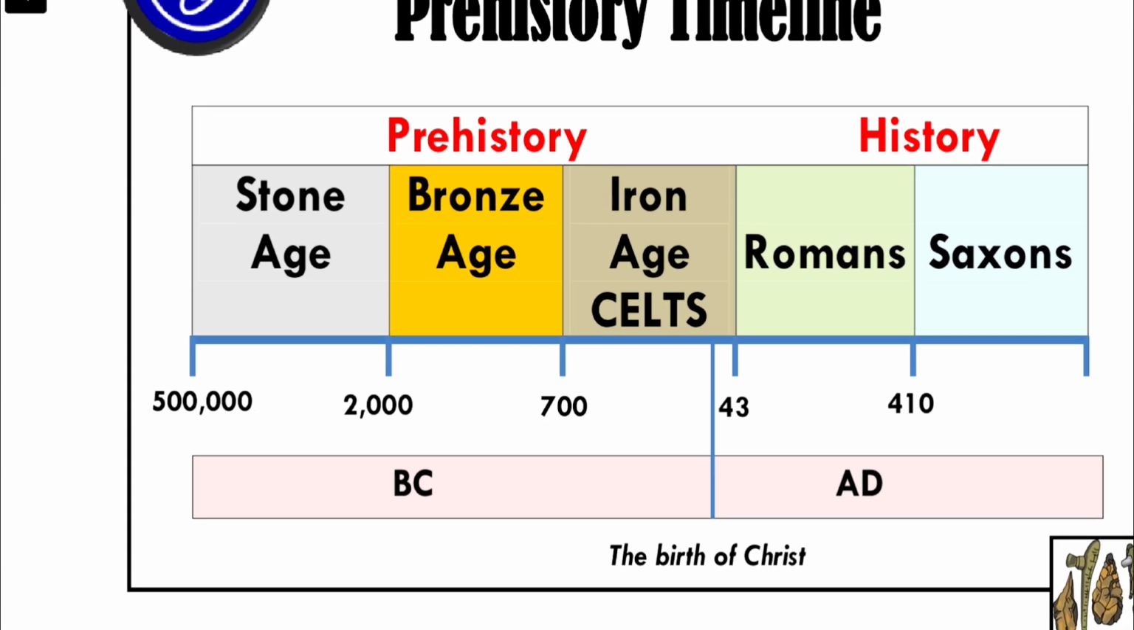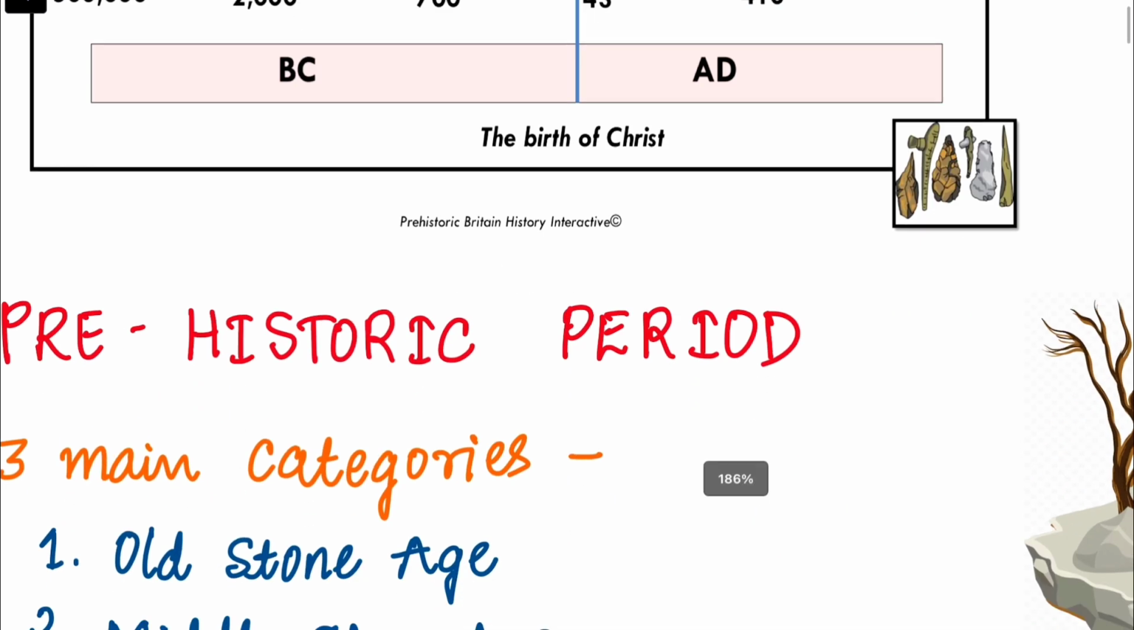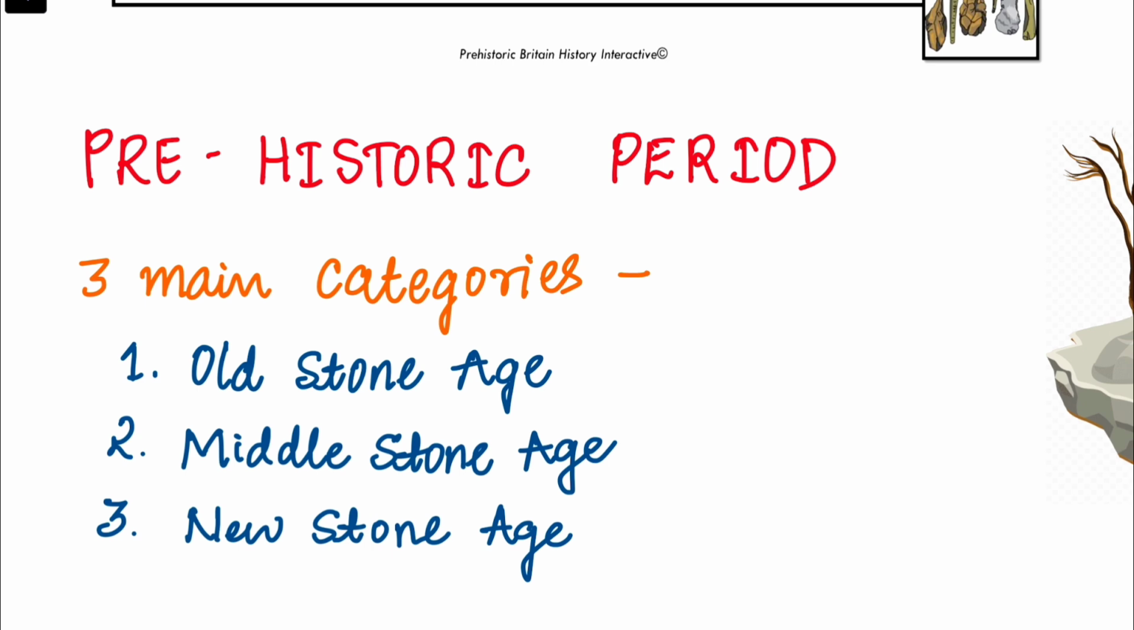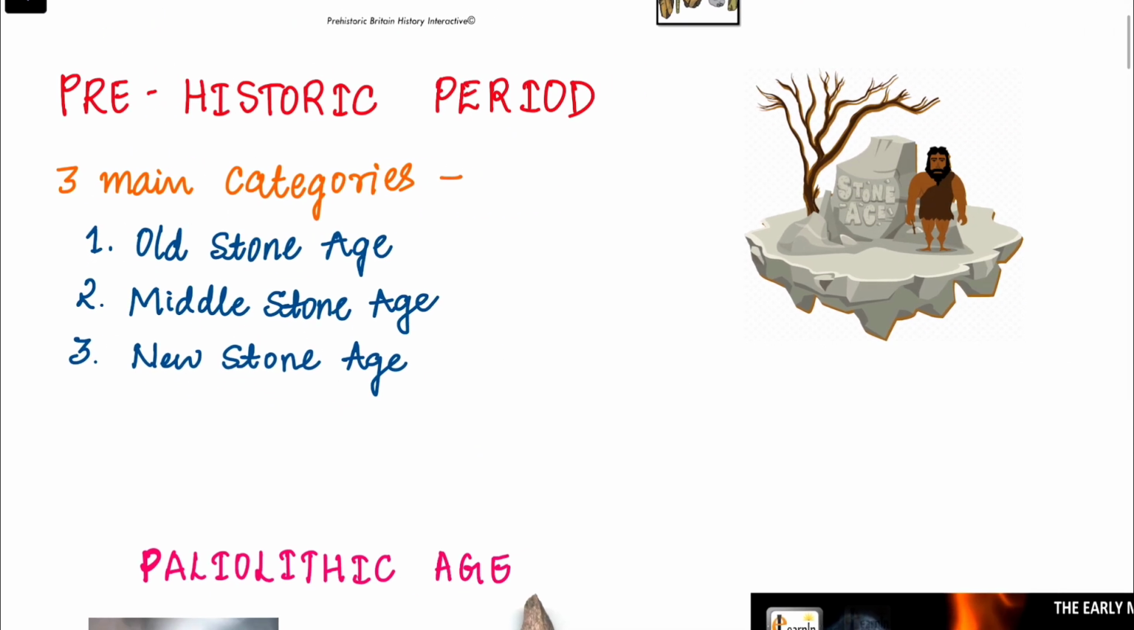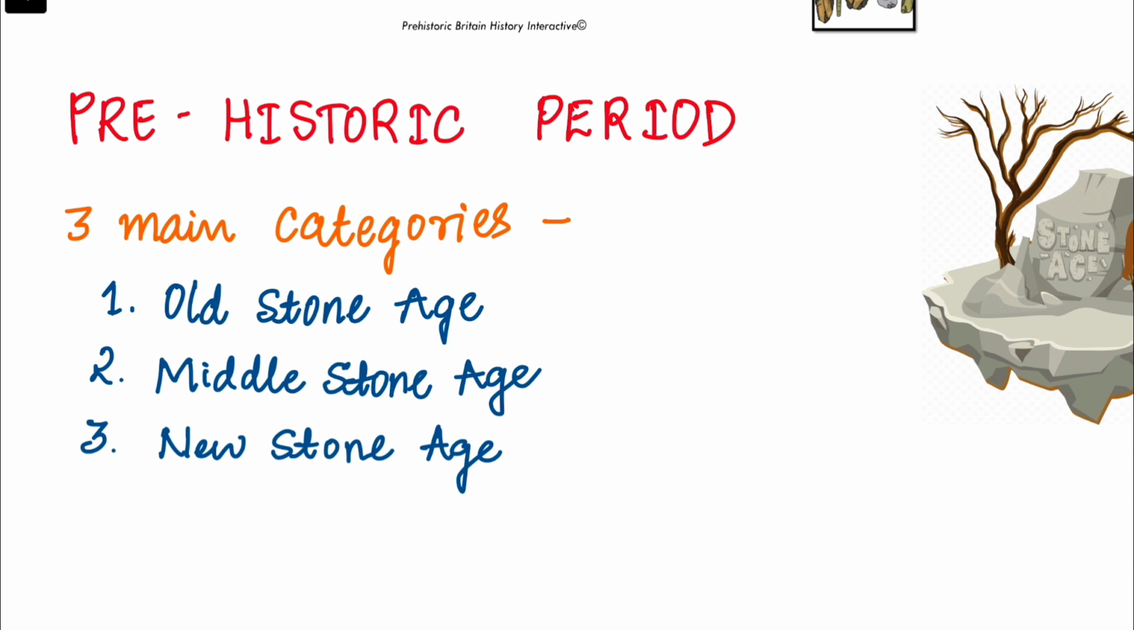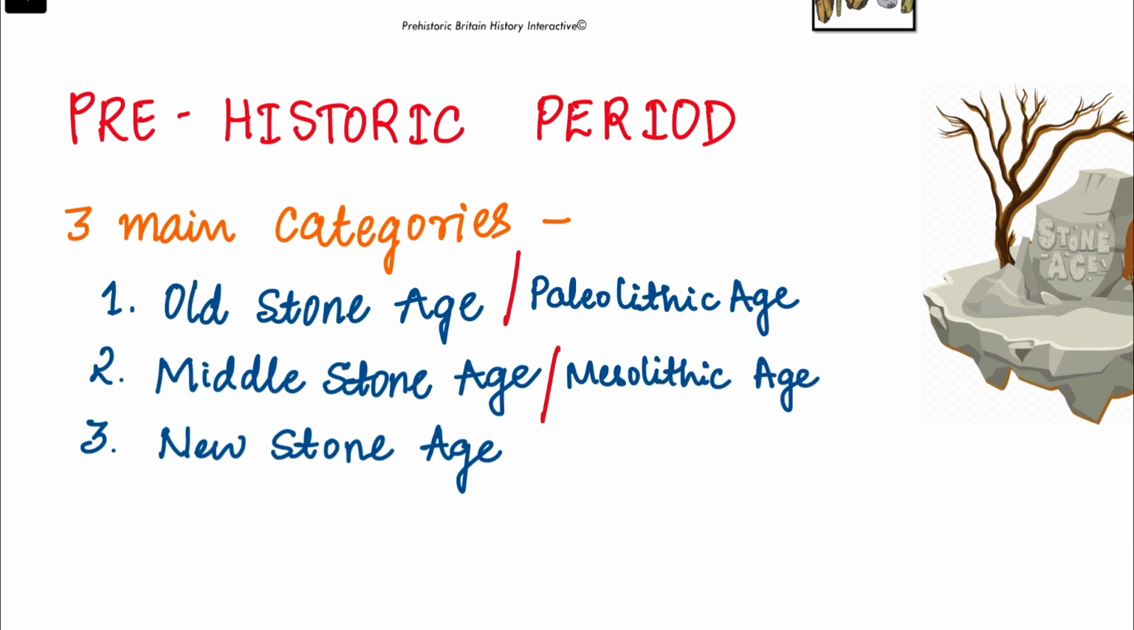So let's know about the prehistoric period in this video. Firstly, we see the Stone Age. In the prehistoric period, that is the Indian Stone Age, we see three main categories: Old Stone Age, Middle Stone Age and New Stone Age. Old Stone Age is also called the Paleolithic Age, Middle Stone Age is also called the Mesolithic Age, and New Stone Age is also called the Neolithic Age.